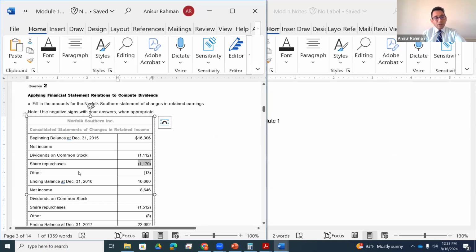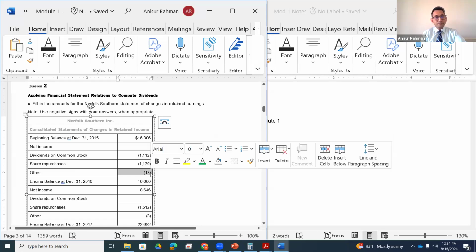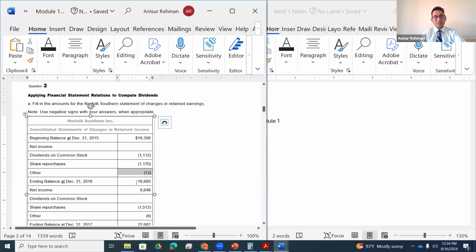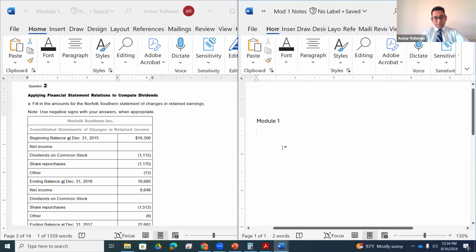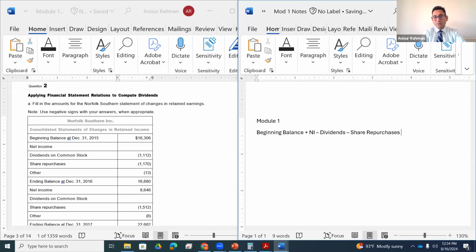We have another category called other that also reduces retained income by 13. Finally, we have ending balance of 16,680. So we know if we have beginning balance, we add net income and subtract dividends, subtract share repurchase, and other, we will end up with ending balance.